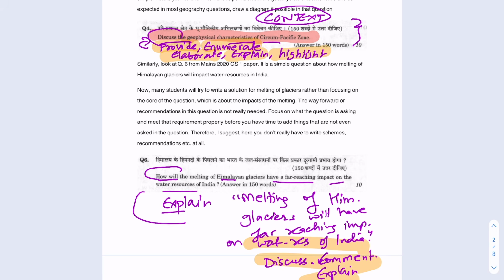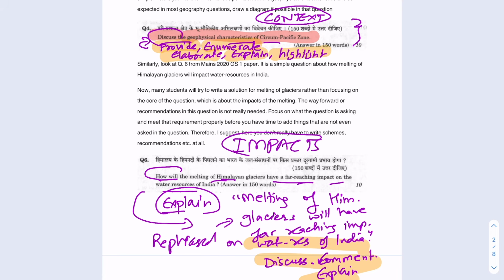This question can simply be rephrased in this manner. So what I'm trying to tell you is that these keywords, on the basis of the context of the question, don't really matter. Here you simply have to give the various impacts. The question is about impacts of the melting of the Himalayan glaciers on water resources of India. So regardless of what the indicative words are, it will not really have an impact on how you're going to answer it.